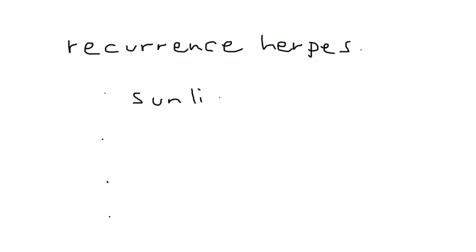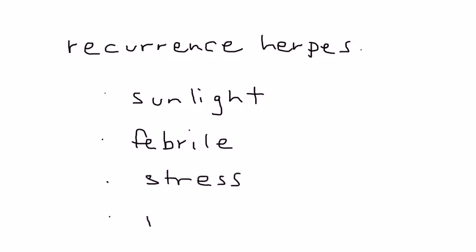A lot of sunlight can trigger this, a febrile illness, stress, physical and emotional stress, and definitely immunosuppression. So for example, someone who has HIV and has a weakened immune system. And that's why herpes is one of those things that just keeps reoccurring, because the recurrent herpetic eruptions are precipitated by all those things that I just mentioned.